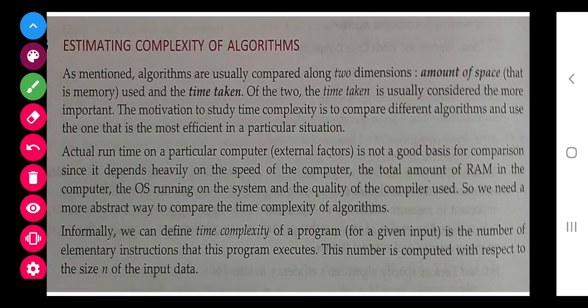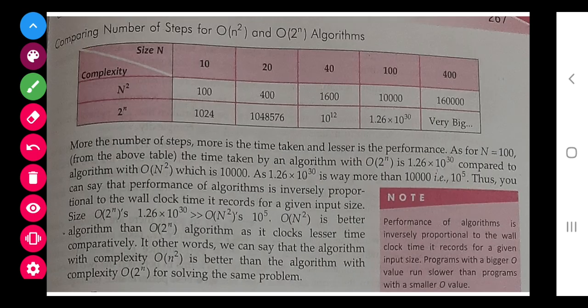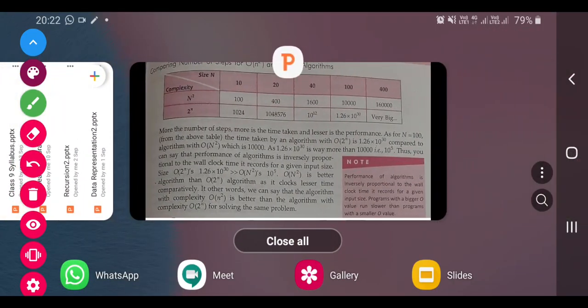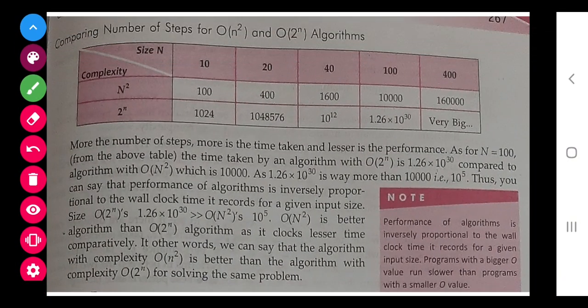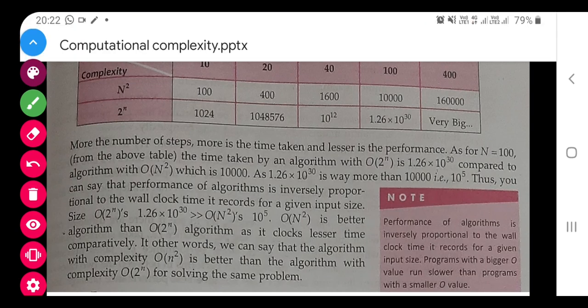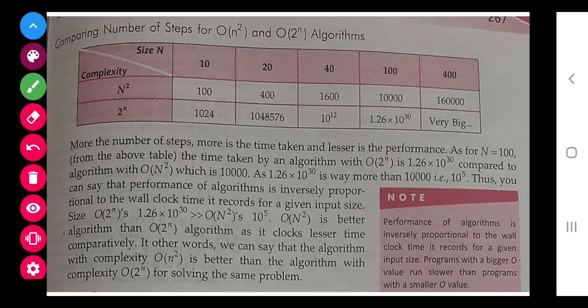Now class, your next topic. I missed out one page, I think. So class, there is one topic, big O notation. I will send you the picture of that, for those who do not have the book. Big O notation is developed to check the efficiency of the algorithm. You can see big O n square, big O 2 to the power n.